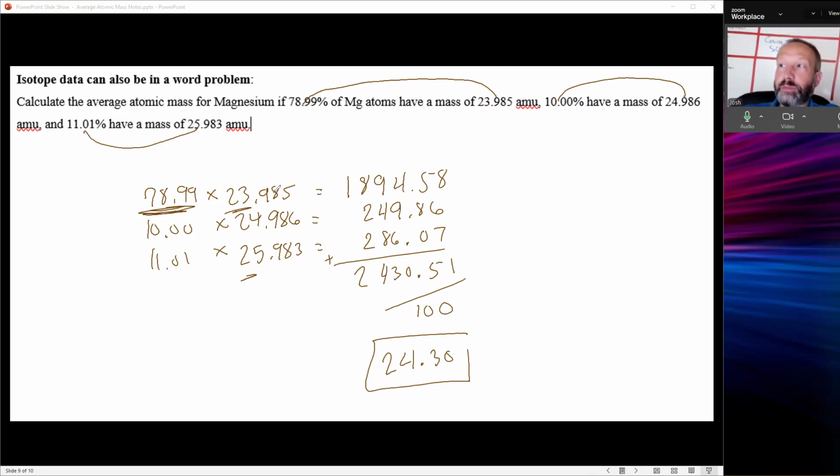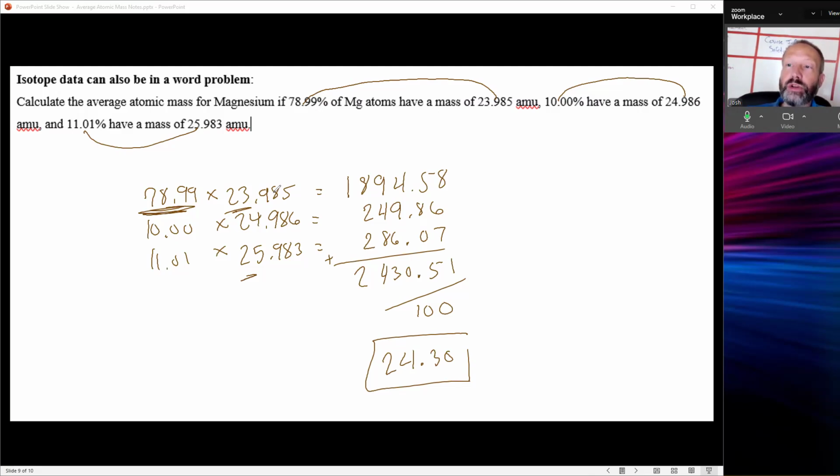So that's average atomic mass. That's how we calculate it. That's how scientists calculate it. You're going to run into a practice now, and you're going to just be doing this again. 3 simple steps. Mass times percent, step 1. Step 2, add up all those subtotals after you do the mass times percent. And then step 3, divide by 100.